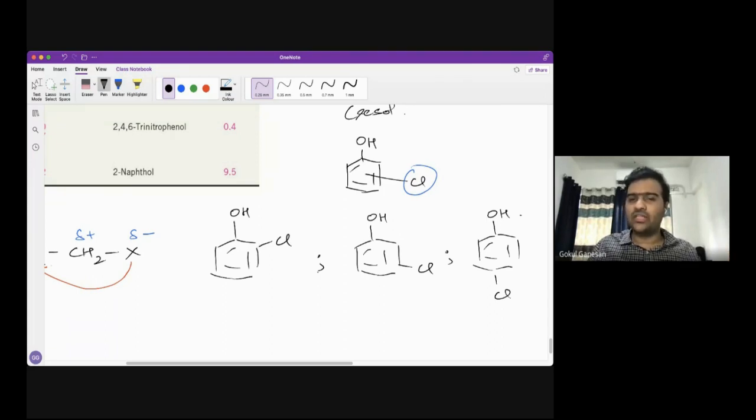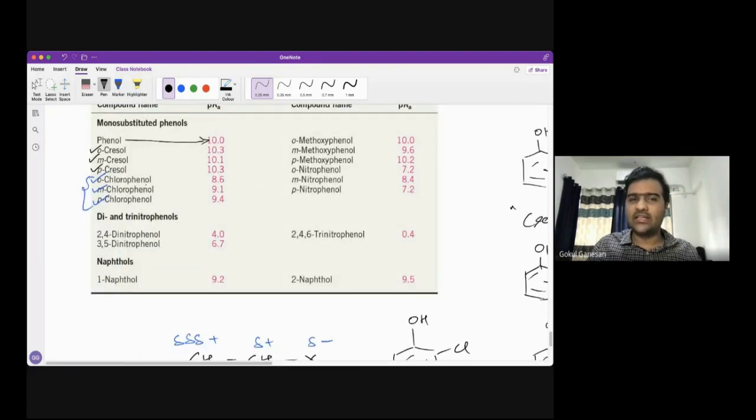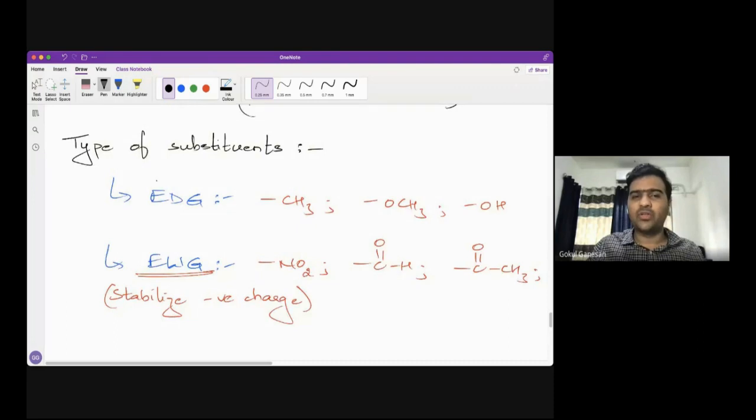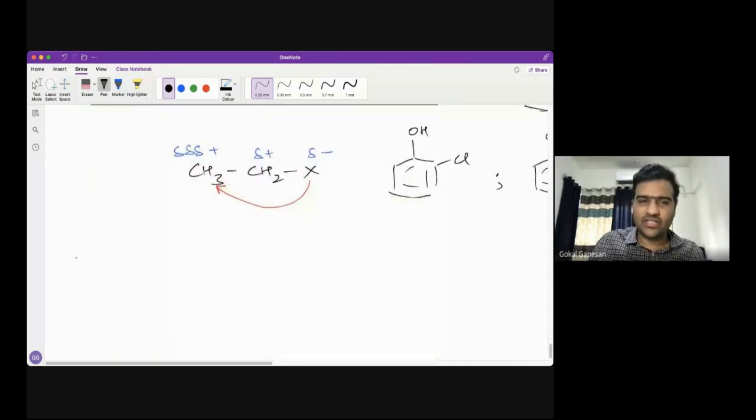the position of these substituents would affect the acidity constants. So this is a characteristic example of both of those effects coming into play. Not only the type of substituents, but also the position of substituents. So eventually we'll move into the next one, which is position of substituents.